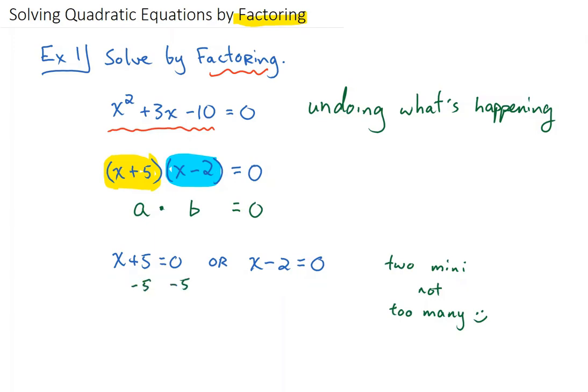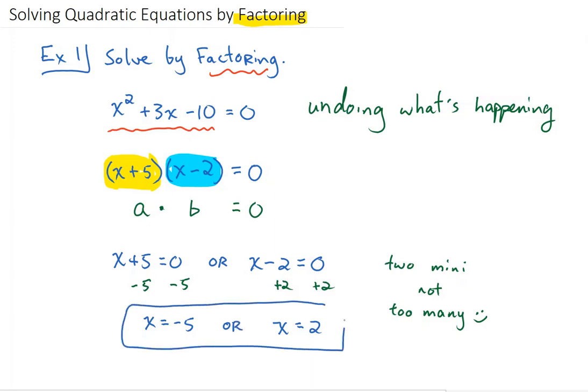So with that first one, I'm going to subtract 5 from both sides. That gives me x equal to a negative 5. With the second one, I'll add 2 to both sides, and that'll give me x equal to 2. So x equal to negative 5 or x equal to 2. Now both of those are solutions. The or doesn't mean you get to choose one. They're both considered solutions.